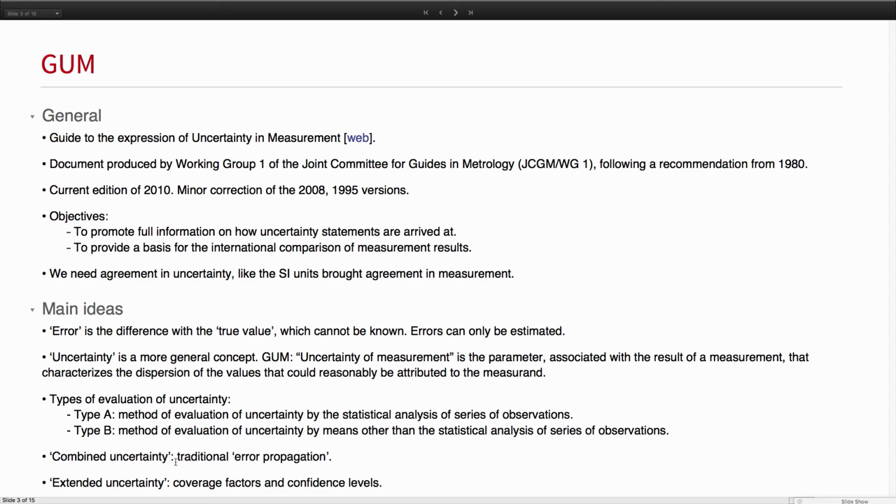Then they have a new word for what is usually called propagation, and I still call propagation, which is combination. So what we called error propagation is now uncertainty combination. And then there is the concept of extended uncertainty, which I will mention in passing. It's when we express uncertainties with expressions like 3 sigma instead of the standard 1 sigma, or 95% confidence level, this sort of thing. So it's just an alternative way of expressing the same uncertainty.